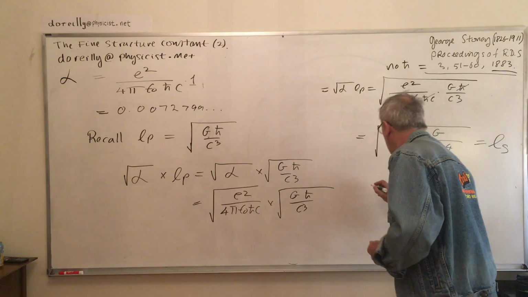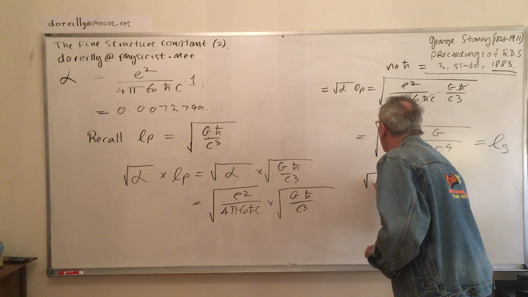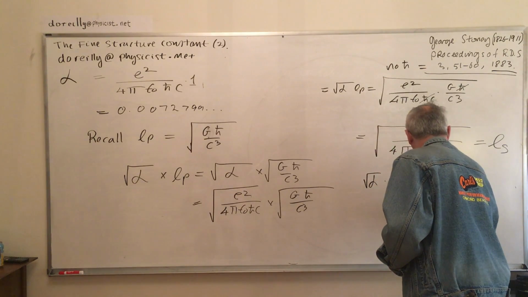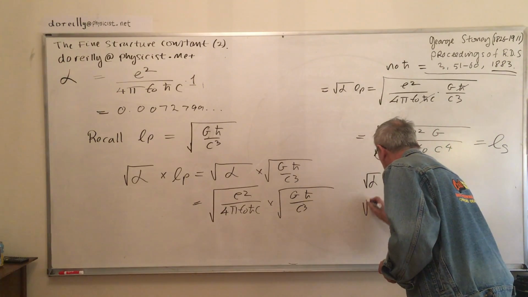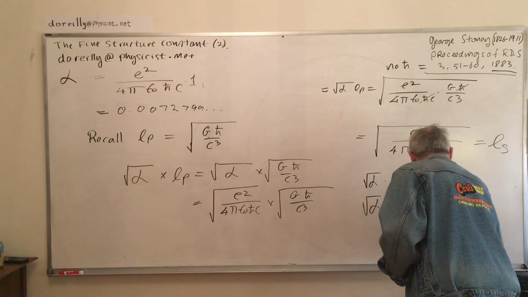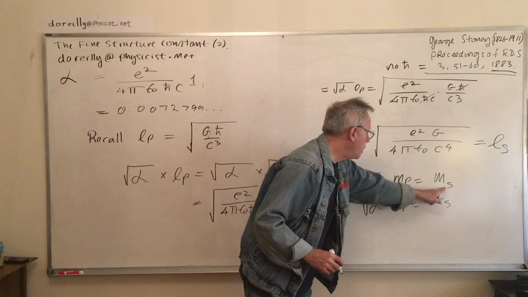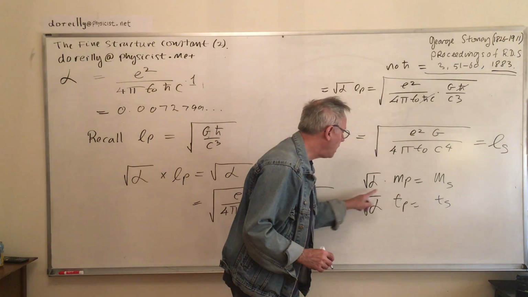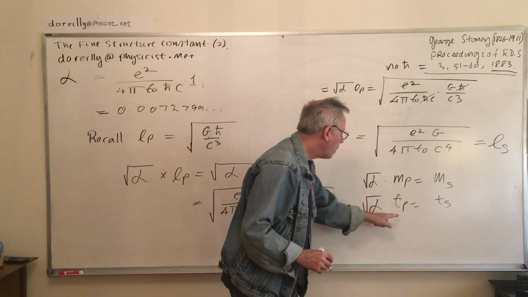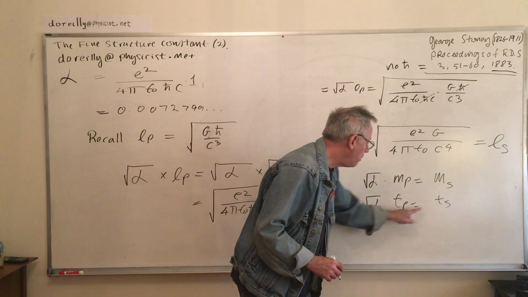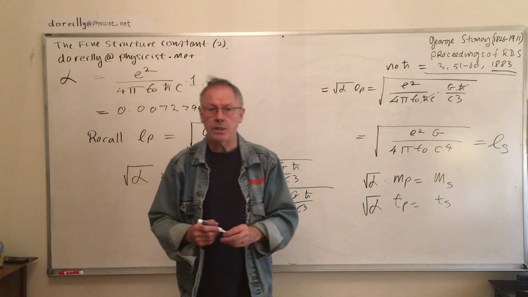We can find the Stoney mass by multiplying the Planck mass by root alpha. We can find the Stoney time by multiplying the Planck time by the fine structure constant.